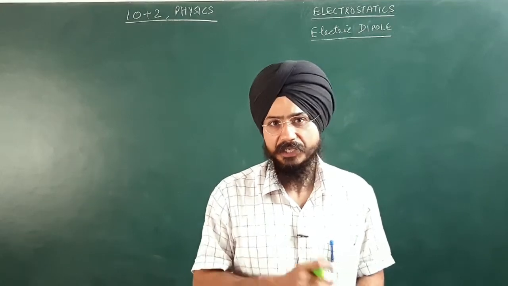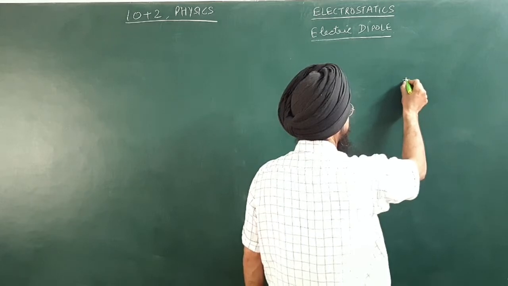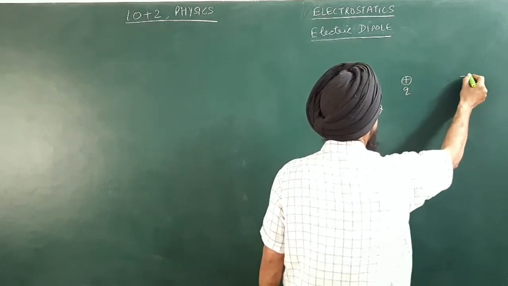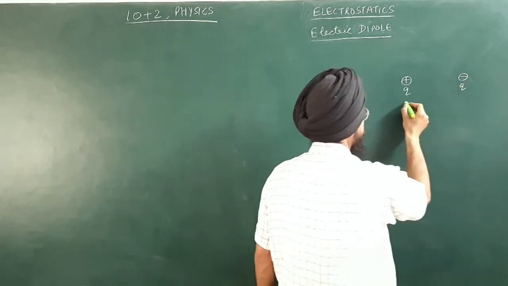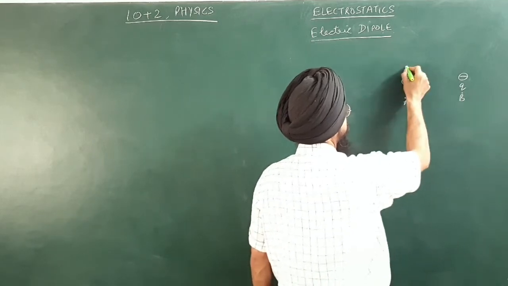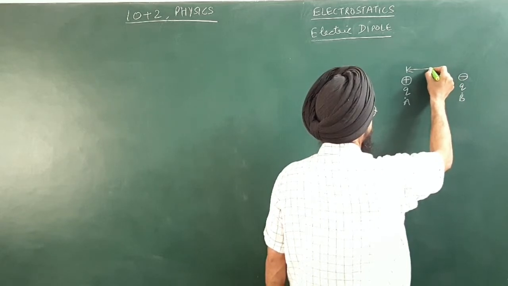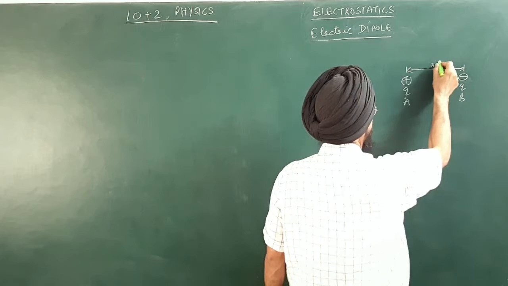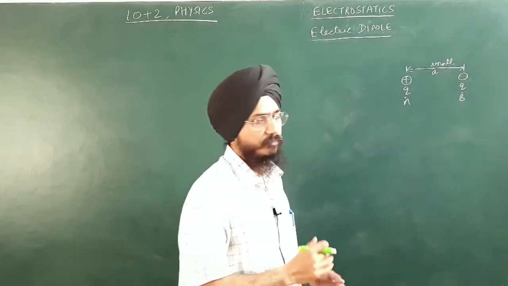So what is an electric dipole? Consider I have a charge plus Q over here and minus Q over here, placed at A and B, 2 points, and these charges are separated by a small distance. So this is a small distance.